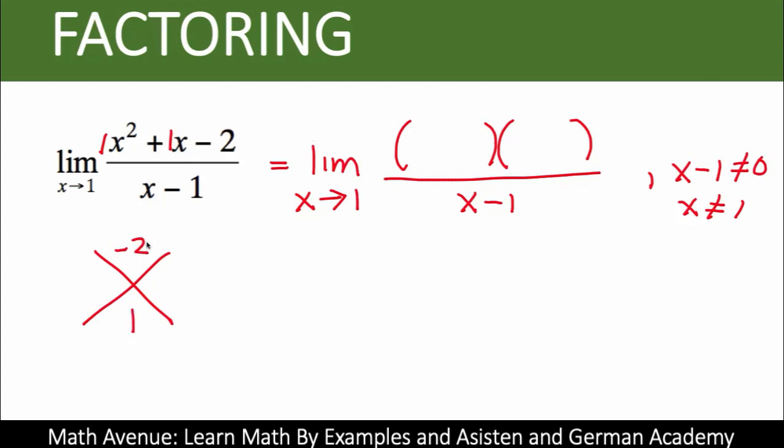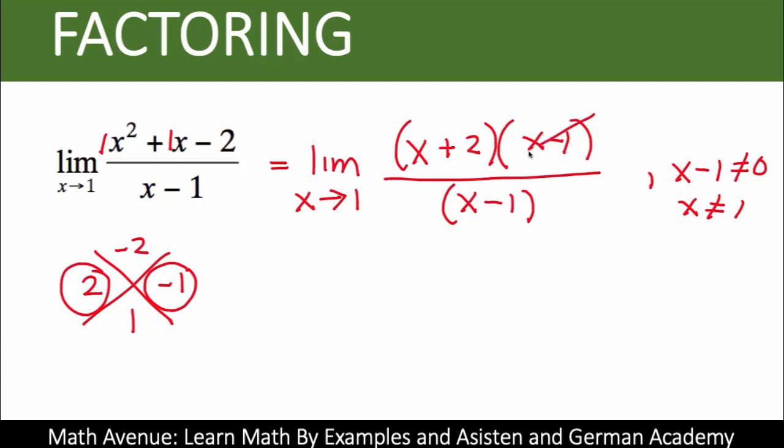What are the factors of negative 2 that will resolve to 1 when added? Those numbers are 2 and negative 1. If you multiply, you get negative 2. If we add, we get positive 1. So the factors now are these two numbers. So we have x plus 2 and x minus 1. Notice now that x minus 1 and x minus 1 are common factors.